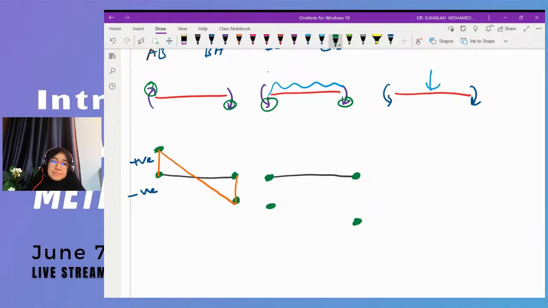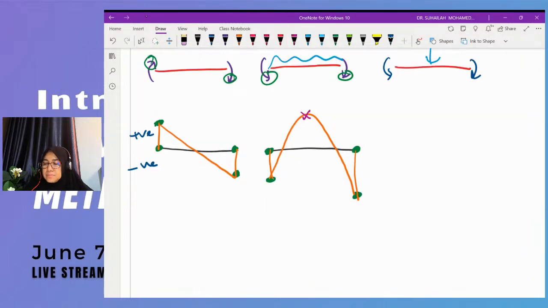Okay, and because of the UDL, we should have the curve line. The curve line where the maximum moment we can get from the shear force diagram. The maximum moment we can get from the shear force diagram.